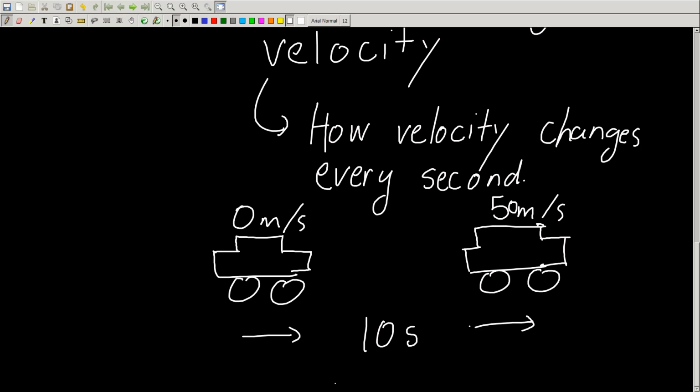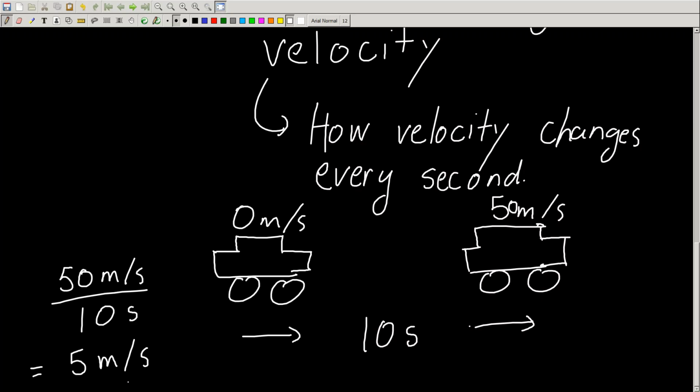Then what I'd say is that my change in speed was 50 meters per second, and I did it over 10 seconds. And what this means is that I have increased my speed by 5 meters per second every second. Now if you do the math, 5 meters per second every second for 10 seconds gives me a new speed of 50 meters per second.